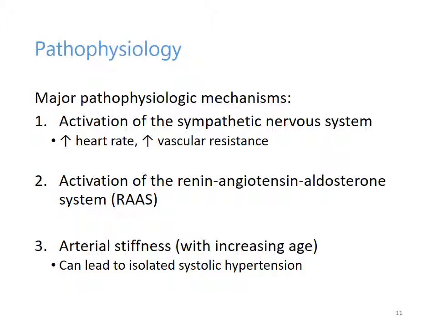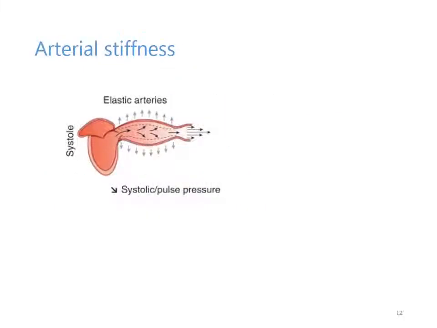Another pathophysiologic mechanism is arterial stiffness, and this is more common among the elderly. Arterial stiffness can lead to isolated systolic hypertension, where the systolic blood pressure is high, but the diastolic blood pressure is normal or even low. Let's look at how it works.